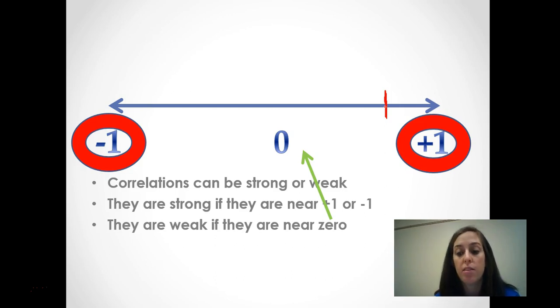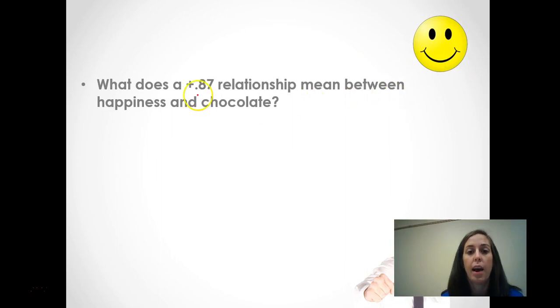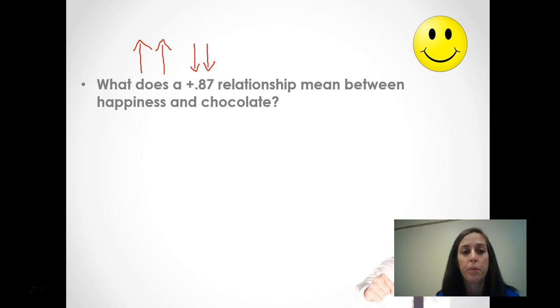And now you've got to do the positive versus negative. It's a positive. So you've got happiness. That means positive, that they're both going in the same direction. The more chocolate you eat, the happier you are. They're both going the same direction. Or the less chocolate you eat, the less happy you are. Sound good?